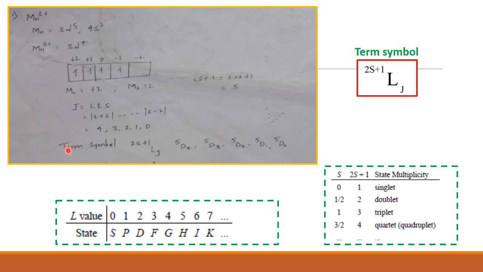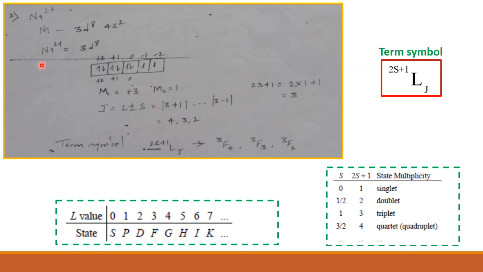So then come to the top. The spin multiplicity 2S plus 1 remains the same in all the cases, that is 5 here, 5 here, 5 here, 5 here and 5 here. And the L value is 2, and if L is 2, then the term is called D. So in all the cases the D remains the same, and the J value varies from 4 to 0, so 4 here, 3 here, 2 here, 1 here and 0 here. Likewise, you should derive the terms.